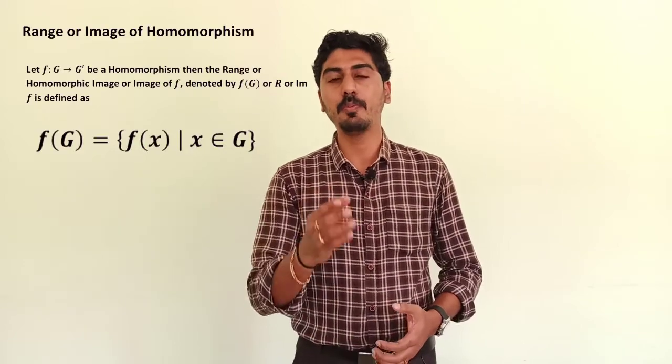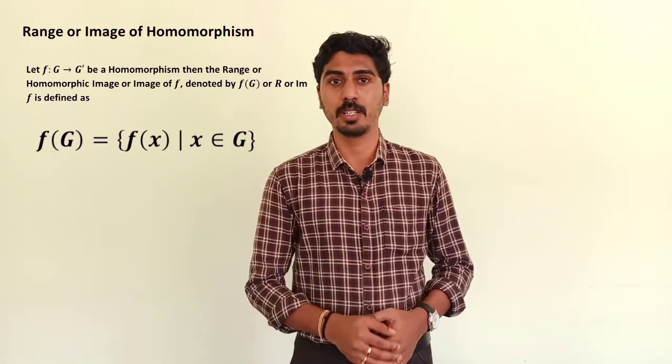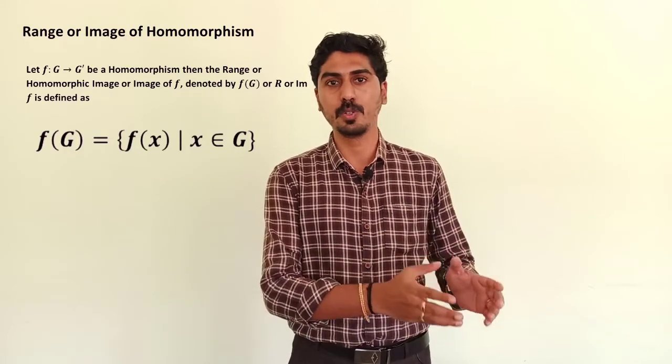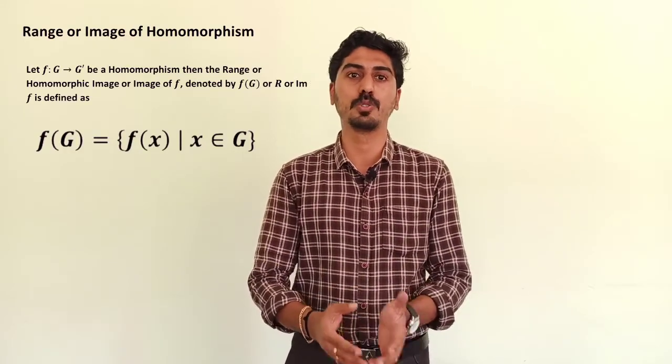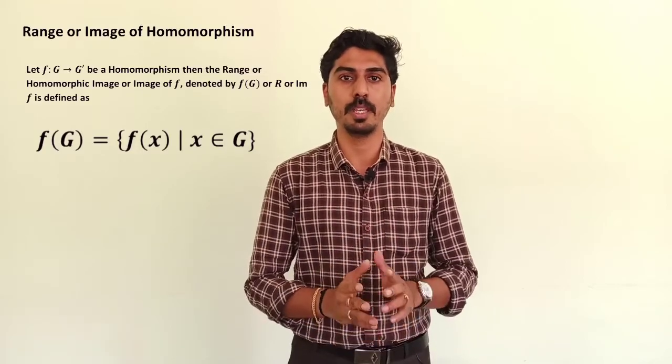Let me define range of a homomorphism formally. If f from G to G dash is a homomorphism, then the set denoted by R equal to f of x, where x belongs to G, is known as the range of the homomorphism f.